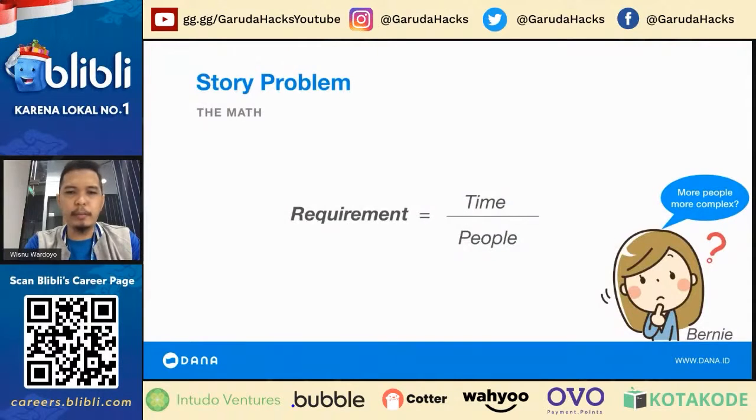So here is the math. Requirement is equal to time divided by people. So more requirement, I mean more time, of course, and more people should cut the time. Okay, that is in the theory.